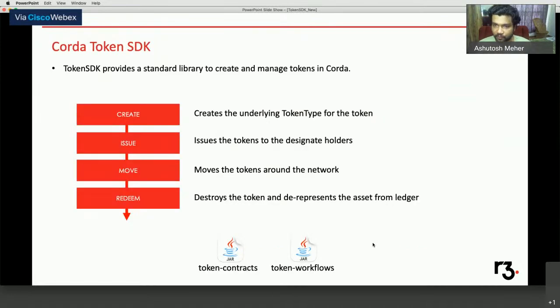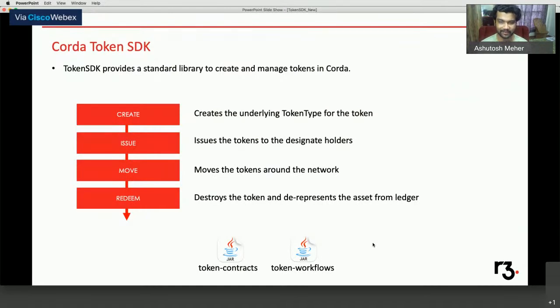Well, yeah. Moving on to our next slide, which is more about going into the technical details of the token SDK. So what exactly is the token SDK from an implementation point of view? The token SDK is something which allows you to create and manage tokens on Corda. It allows you to do different things like create, issue, move, and redeem.